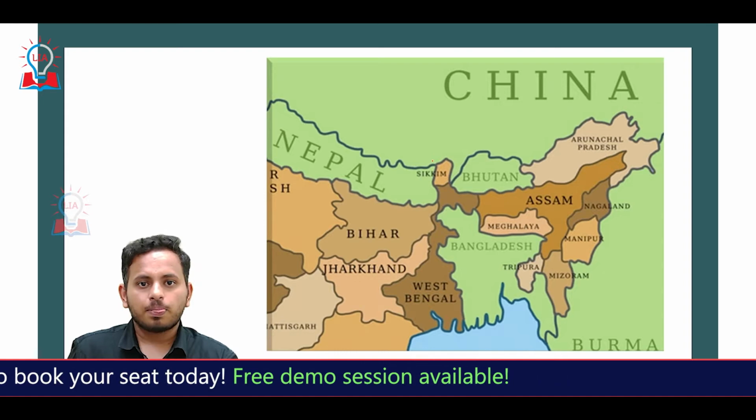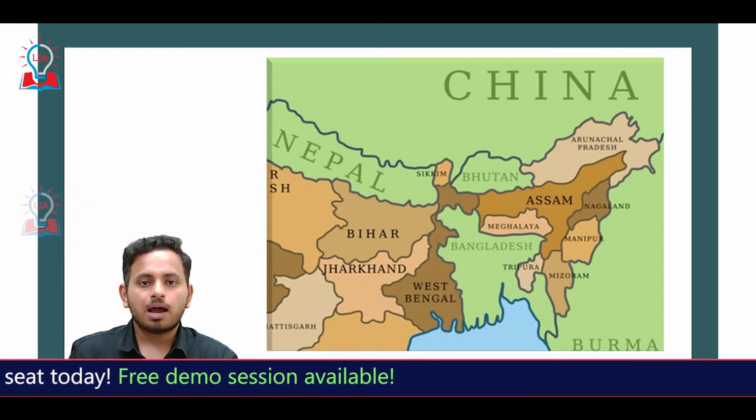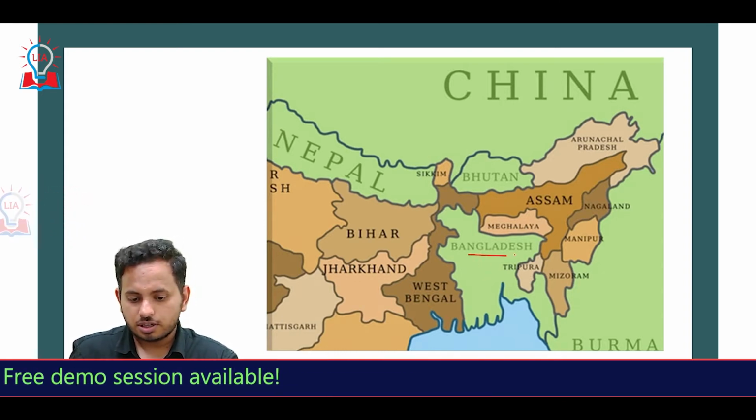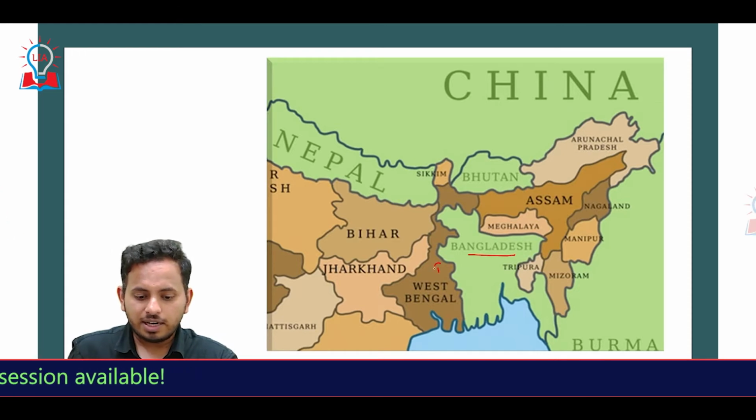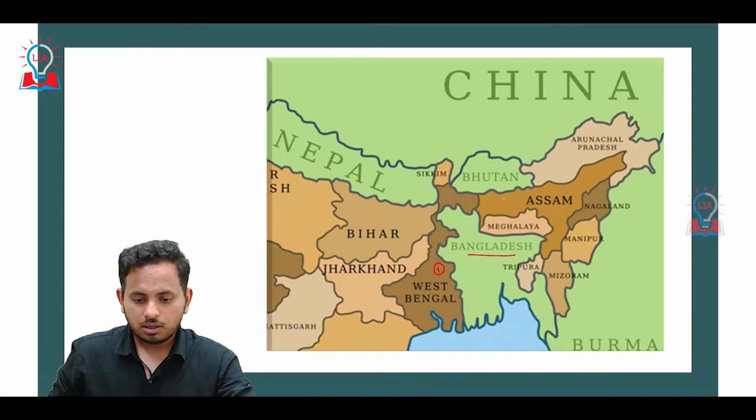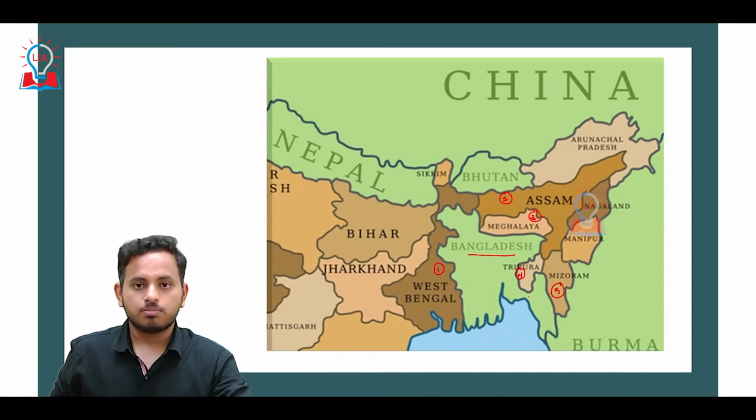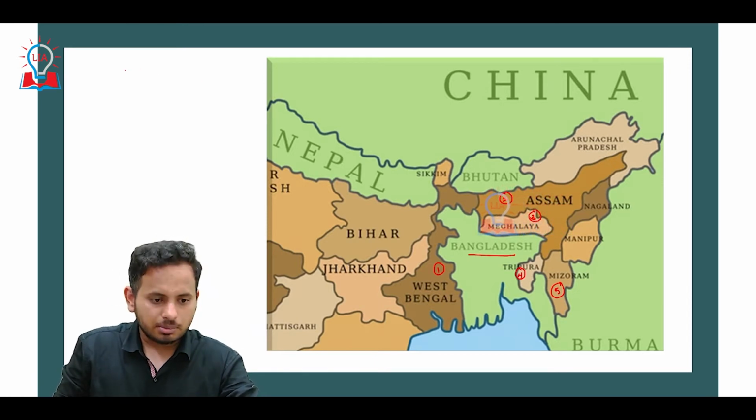Before starting, let's look at the map of Bangladesh. See, this is Bangladesh here, and there are 5 Indian states that border Bangladesh. There is West Bengal, number 1, Assam, number 2, Meghalaya, number 3, Tripura, number 4, and Mizoram, number 5. So these are the states which share borders with Bangladesh. Comment in the comment box.